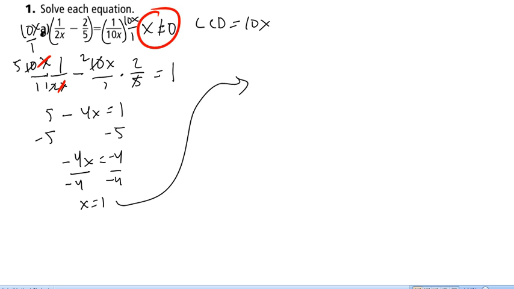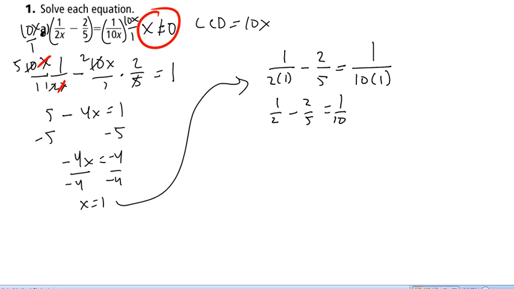Alright, so let's throw 1 in here, see what we get. 1 over 2 times 1 minus 2 over 5 equals 1 over 10 times 1. So we get half minus 2 over 5 equals 1 over 10. Get a common denominator, that gives us 5 over 10 minus 4 over 10 equals 1 over 10, which is true.